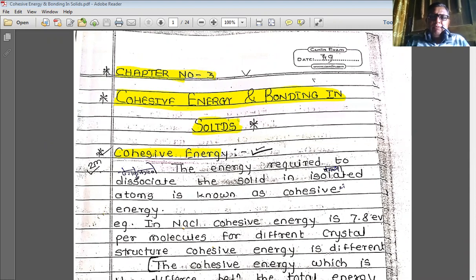The energy required to dissociate the solid into isolated atoms is known as cohesive energy. Dissociate means to separate. The energy required to separate the solid into isolated atoms is known as cohesive energy. This definition is asked for 2 marks.